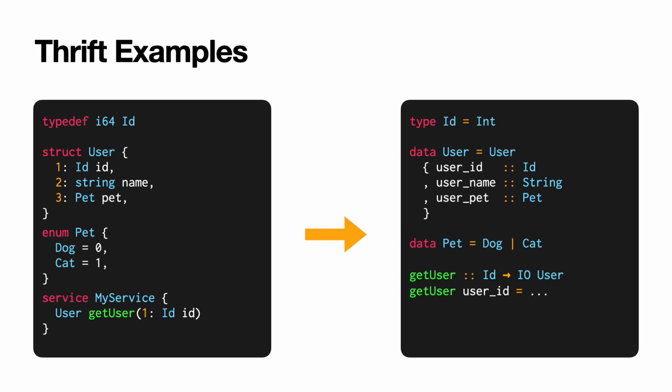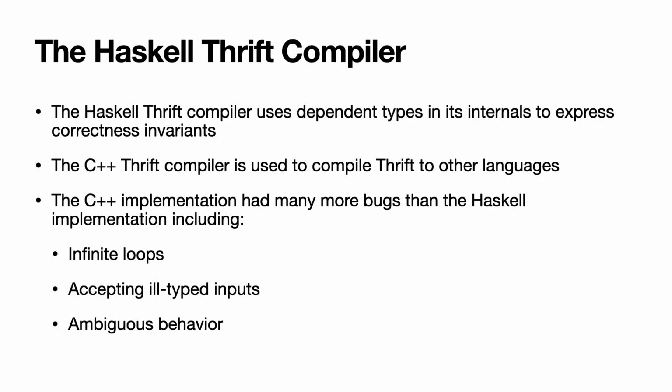The Haskell Thrift compiler makes extensive use of dependent types in its internals in order to express correctness invariance about the code. By contrast, the C++ Thrift compiler, which is used to compile Thrift for other languages, does not use dependent types. The C++ implementation had many more bugs than the Haskell implementation, including infinite loops, accepting inputs that are ill-typed, and ambiguous behavior.